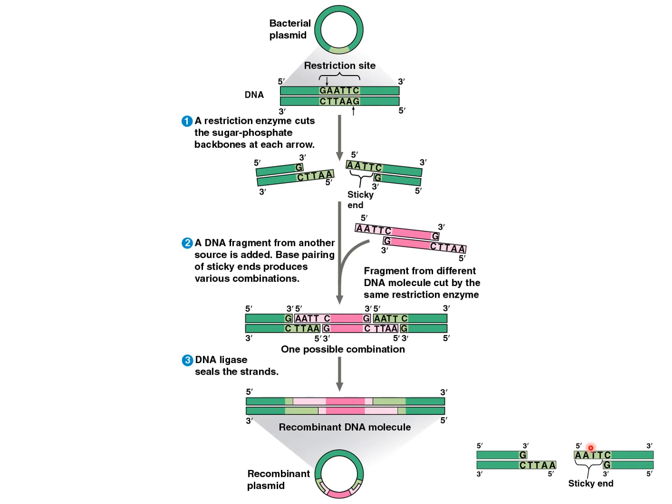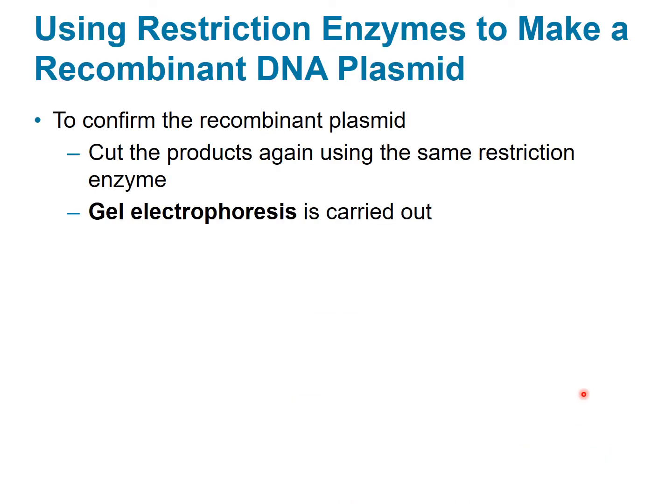Okay, so this shows those sticky ends again. So you can actually cut your gene of interest out again, right? All right, so let's talk about using restriction enzymes in order to make the recombinant DNA plasmid and how you would detect it. To confirm your recombinant plasmid, there's a number of ways that you can do that, but ultimately this is the old-fashioned way and the more laborious way.